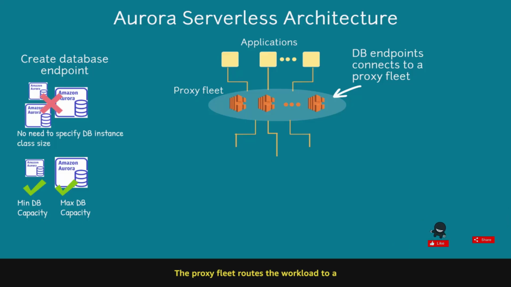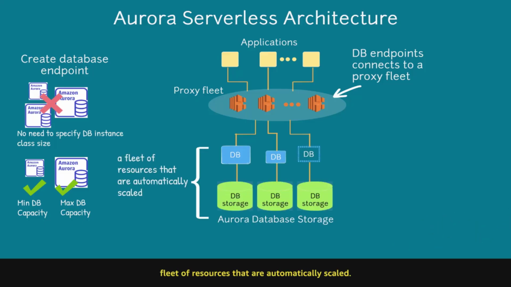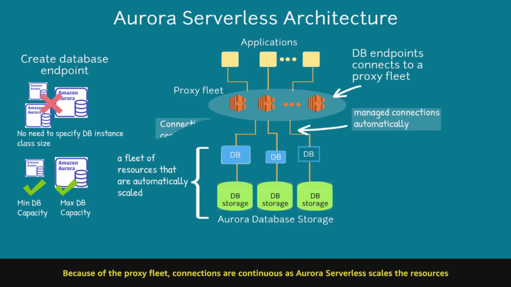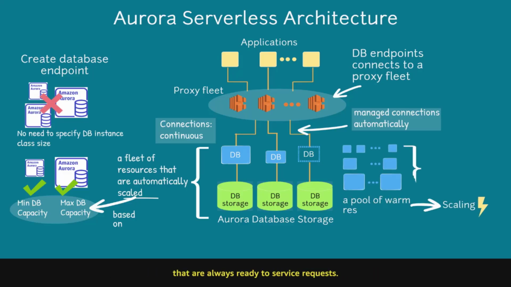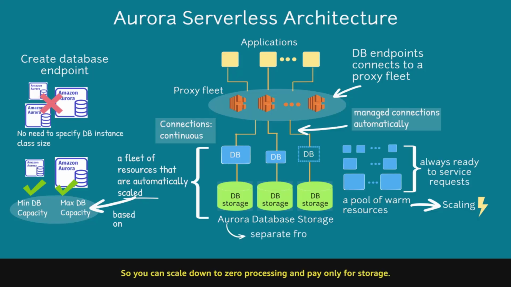The proxy fleet routes the workload to a fleet of resources that are automatically scaled. Aurora Serverless manages the connections automatically. Because of the proxy fleet, connections are continuous as Aurora Serverless scales the resources automatically based on the minimum and maximum capacity specifications. Scaling is rapid because it uses a pool of warm resources that are always ready to service requests. Storage and processing are separate, so you can scale down to zero processing and pay only for storage.